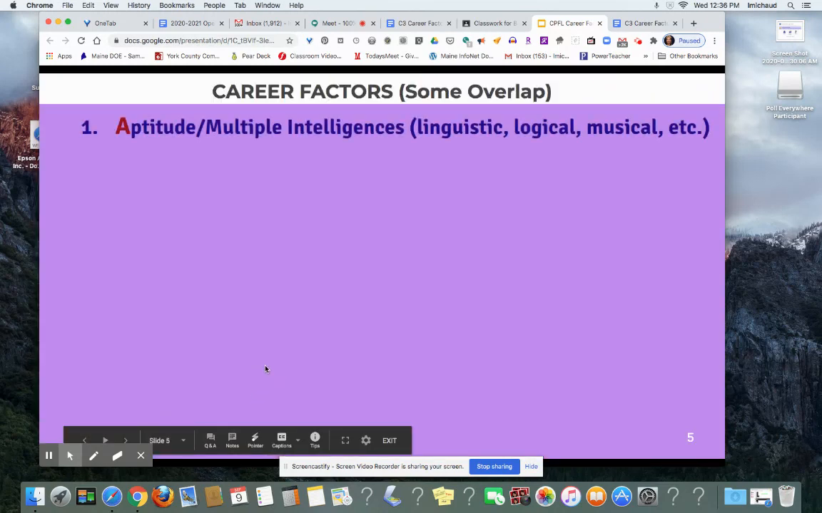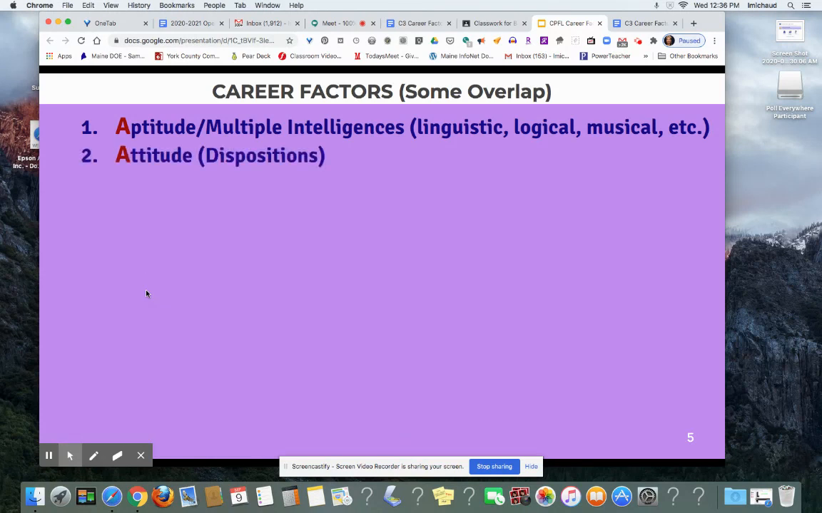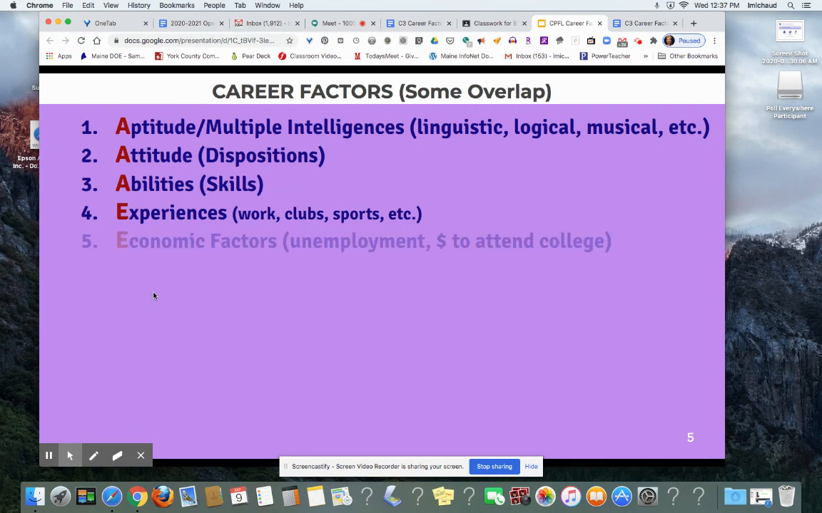And these are some of the factors. Your aptitude and multiple intelligence. Those are things that you're kind of born with. Your attitude and disposition about things may influence your career decision. Obviously, your abilities or your skills. Your experiences, something you do at work or through clubs or sports. These may influence your career factors. Maybe you have a part-time job and you decide you like to do a particular thing. So that might influence your career decision.